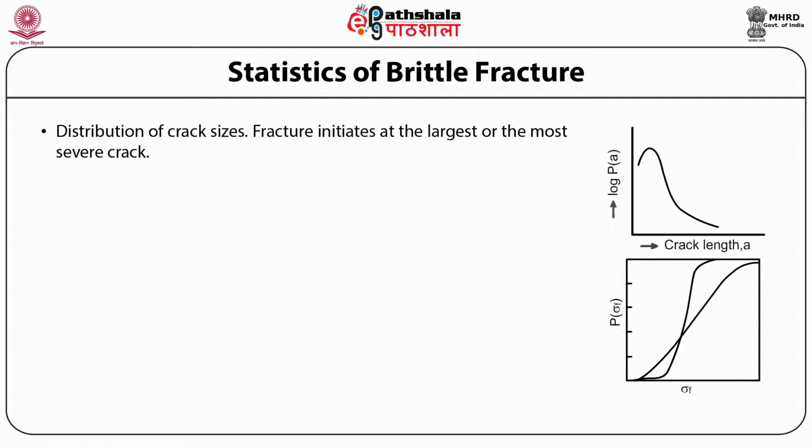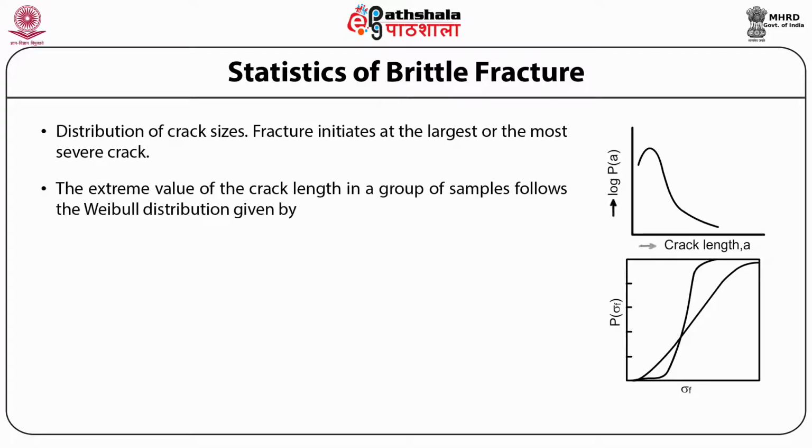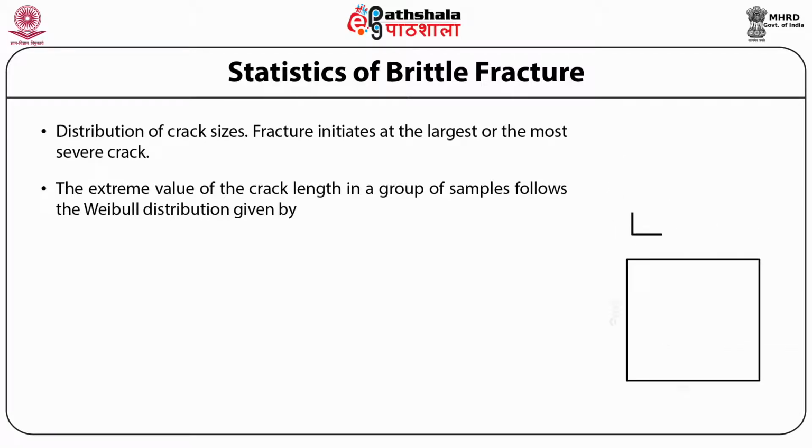So since the strength depends on the extreme values of the crack length in a sample, it implies that the strength of a group of otherwise similar samples will have a distribution similar to the distribution of the extreme value of crack lengths in the group. So one of the statistical distributions followed by the extreme value of the crack lengths in a brittle solid is the Weibull distribution. When the samples are all of the same volume, then the following simple two-parameter form of the Weibull distribution can be used.